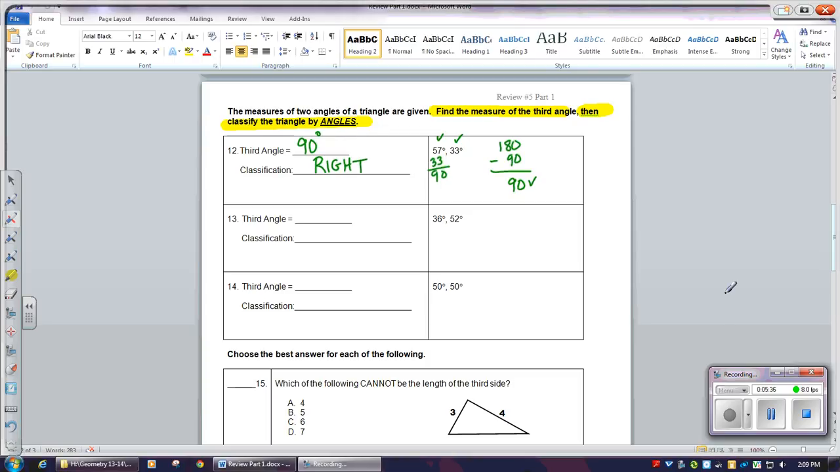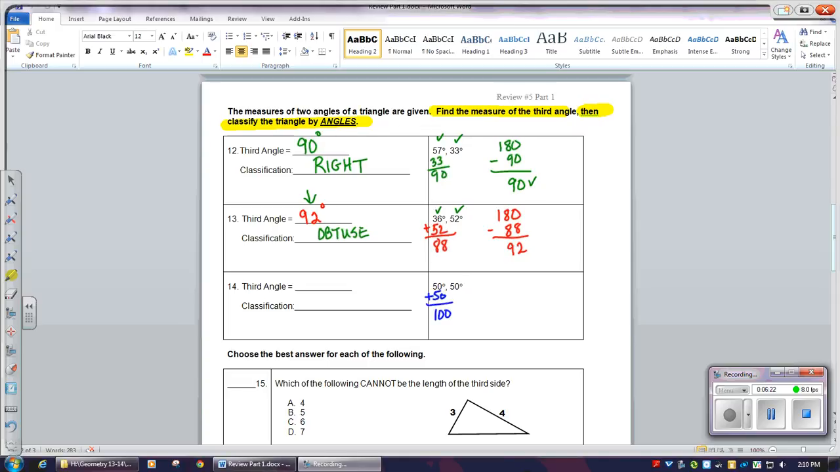So I'm going to do the same thing in number 13. I need to add together the two angles that I am given, and I get 88. The three angles of a triangle add up to 180. 180 minus 88 is 92. So the third angle is 92 degrees. Now it wanted the measure of the third angle, so be sure that you put the degree sign on that one. Now I must name it. Remember, when I'm naming it by angles, you're looking for the third one. This is acute, that's acute, but this angle is greater than 90, so we have an obtuse triangle because we have an obtuse angle.